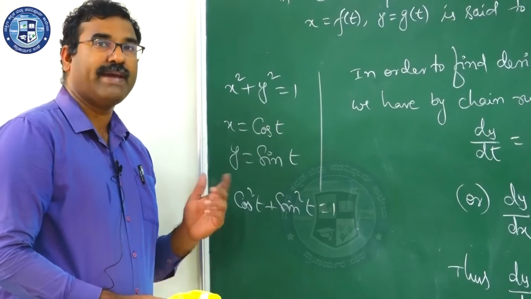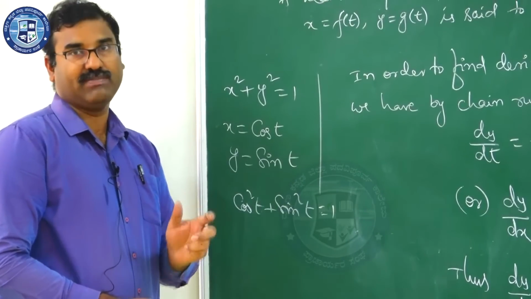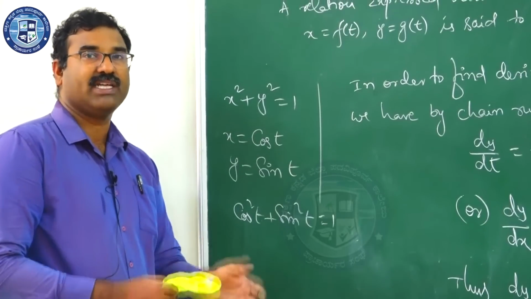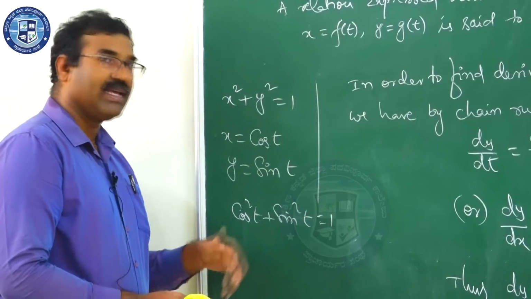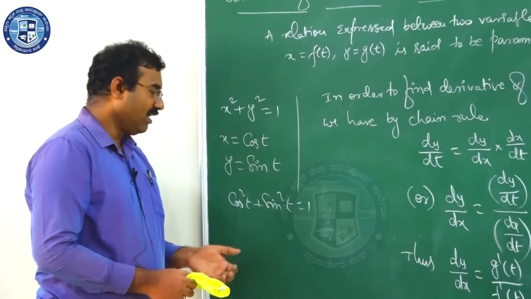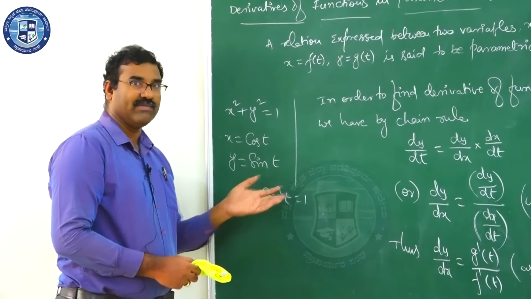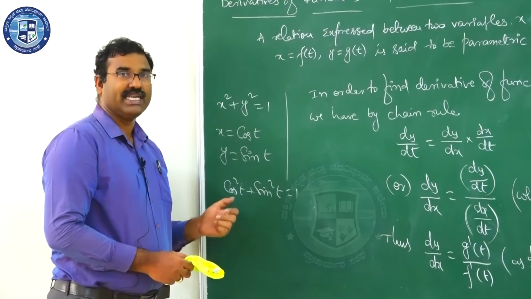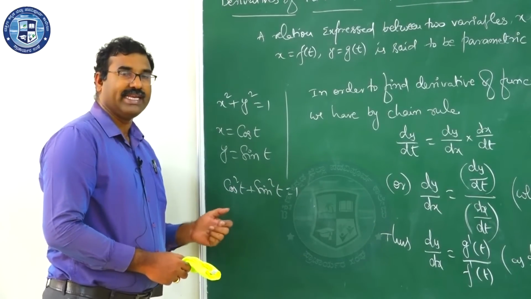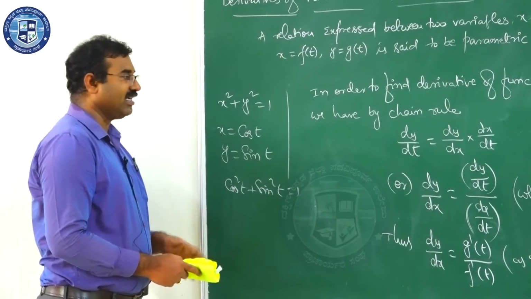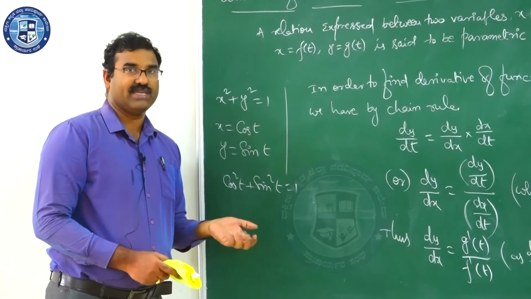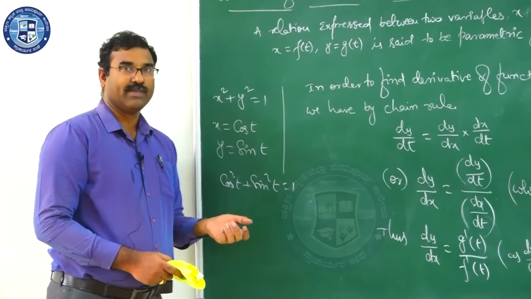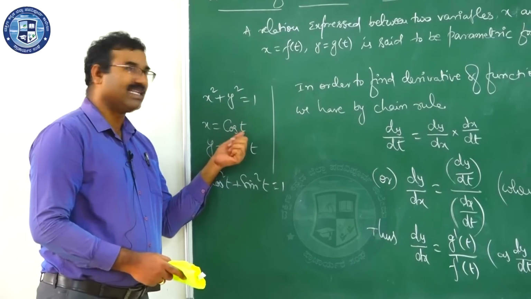Parametric functions mean the relation between x and y is expressed by another, third variable. And to find the derivative, by using the chain rule we can write dy by dx is dy by dt divided by dx by dt. Sometimes in different problems a different variable is used as the third variable. Here the parameter is t.